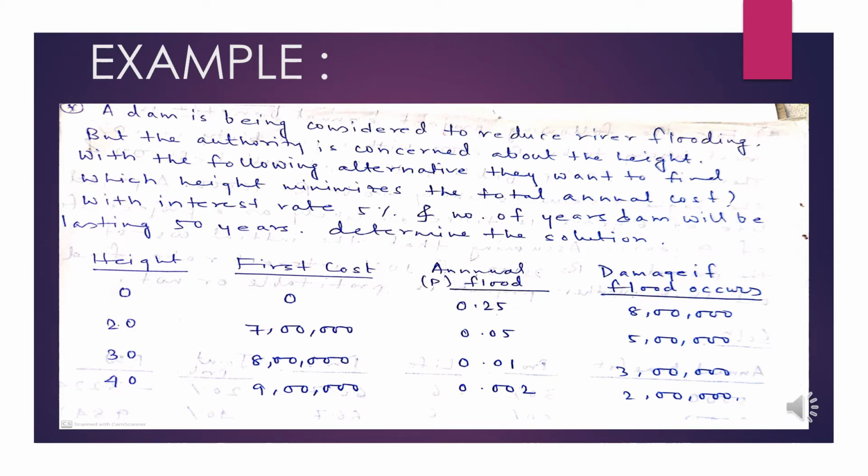And if the flood occurs, the damage in rupees will be, if the height is 0 feet, 8 lakh. If the height is 20 feet, it will be 5 lakh. For 30 feet and 40 feet, the respective damages will be 3 lakh and 2 lakh. So, given this data, we have to find out the optimum height which the authority should be building.